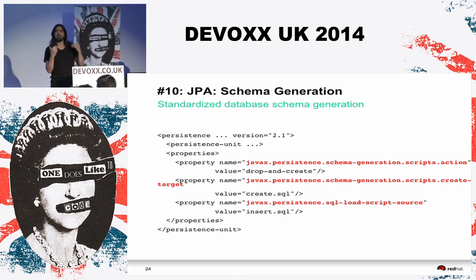So you can ask JPA to generate your DDL scripts, but also to generate your in-memory database. Things that Hibernate and EclipseLink were doing anyway. So now it's standard. You can even load scripts. Here you have the SQL load script source. You give the name of the file, and at startup, JPA executes this file. Again, something common with Hibernate.